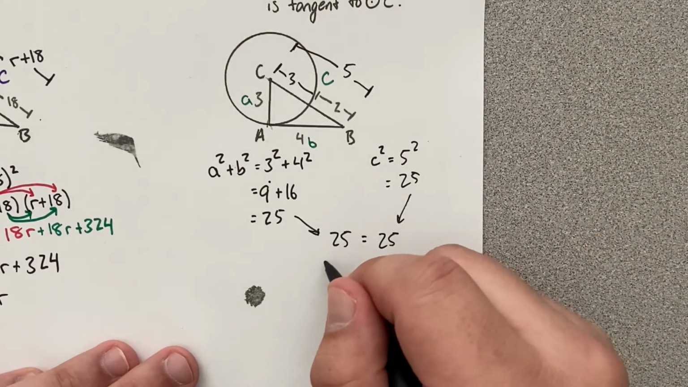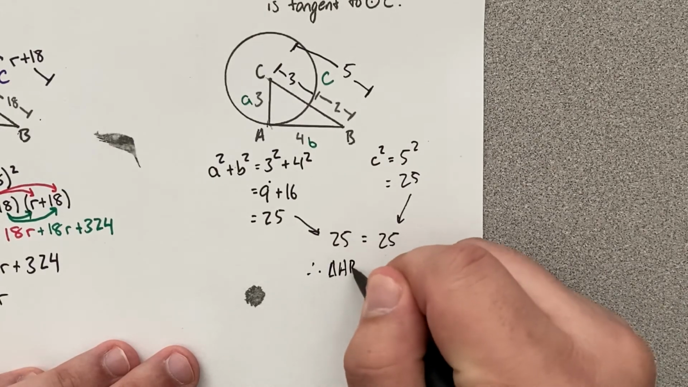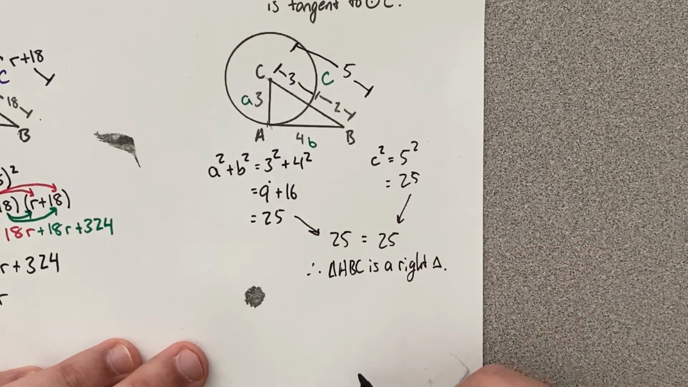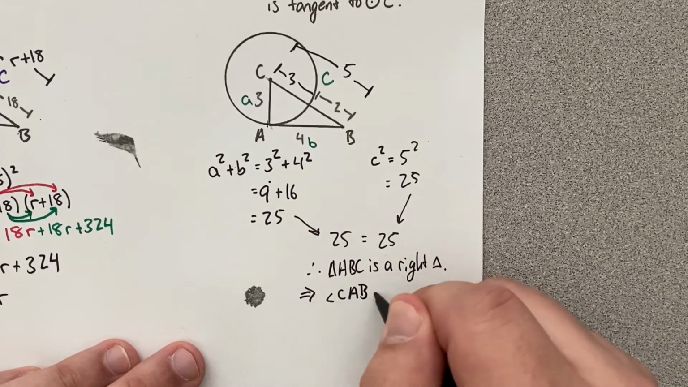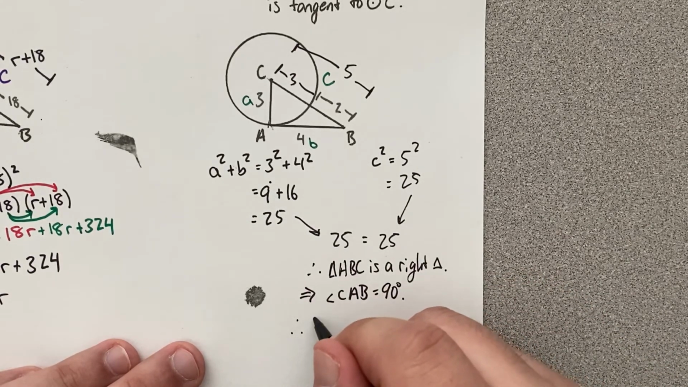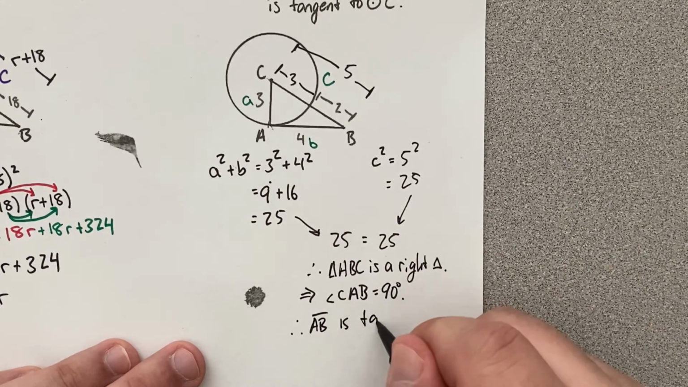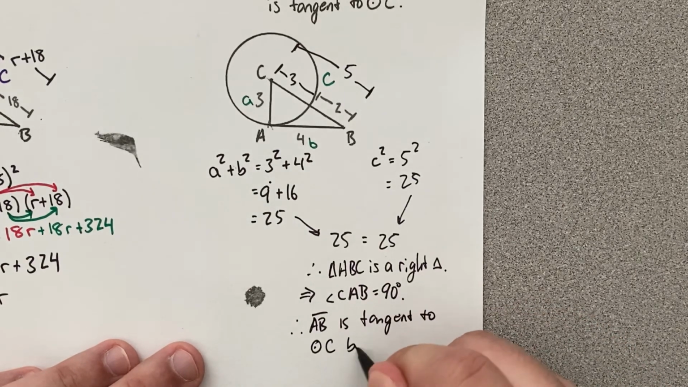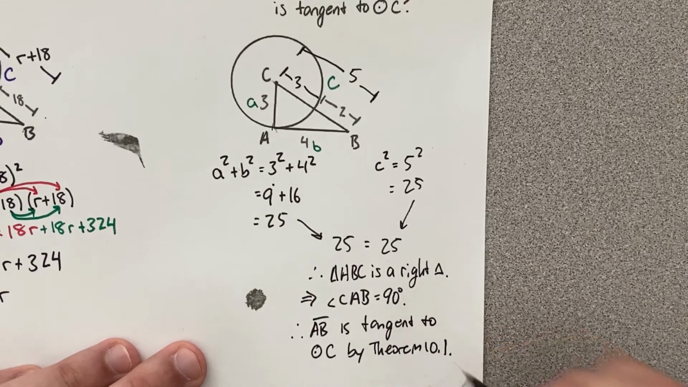Therefore, we can say that this triangle is a right triangle. This then tells us that angle CAB is exactly 90 degrees. Therefore, by Theorem 10.1, AB is a tangent to circle C. And there you go.